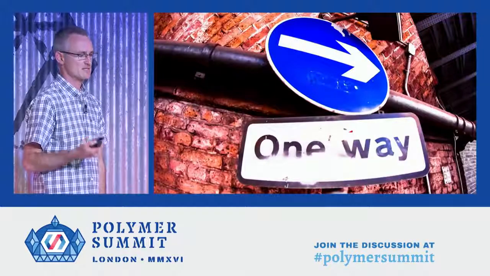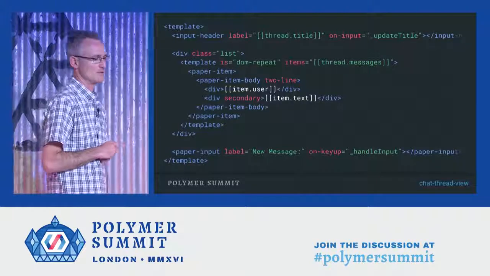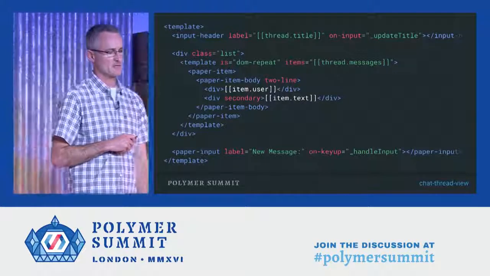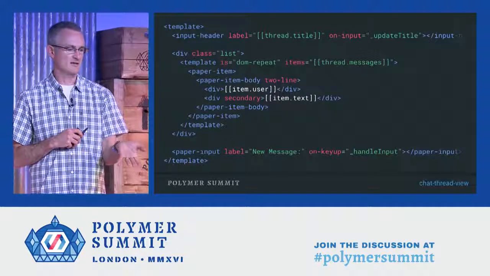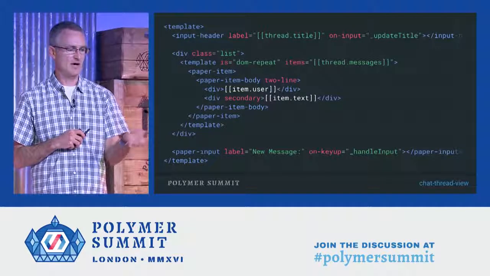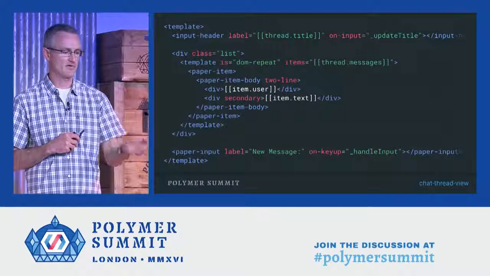So let's look at some highlights of the unidirectional approach. This is one of the views in the app, and the main thing I want you to notice here is that the bindings are all purely one way, so we don't have any two-way bindings.